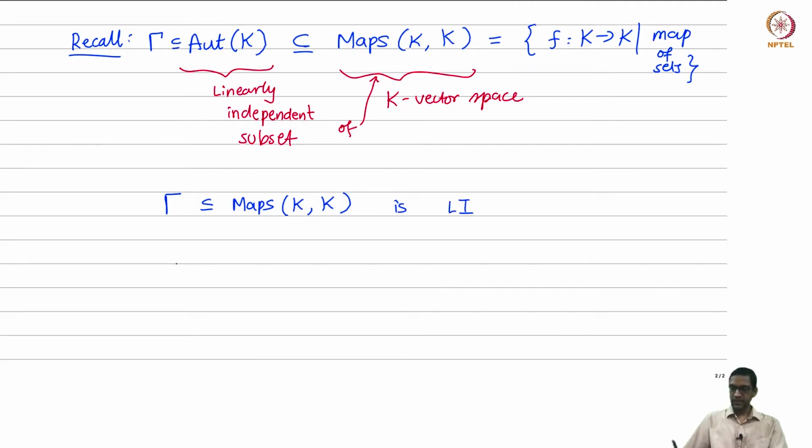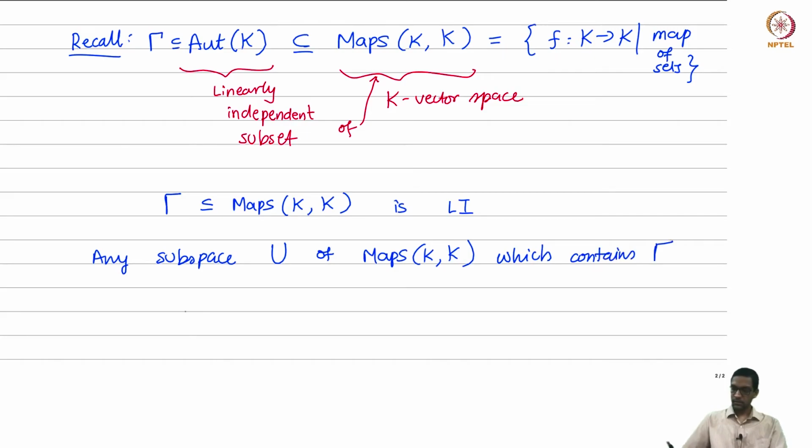In particular, this implies that if I take any subspace U of Maps(K, K) which contains Γ, then the dimension of U must be at least the cardinality of Γ. Because Γ is a linearly independent subset and U is a subspace which contains it, the dimension of U is definitely at least the cardinality of Γ. So that's going to be our approach.